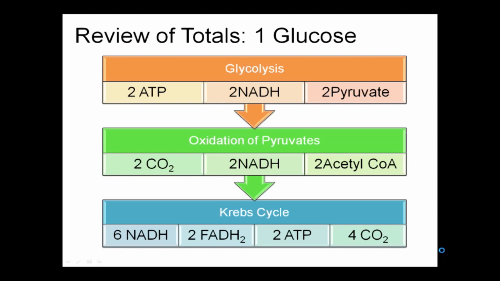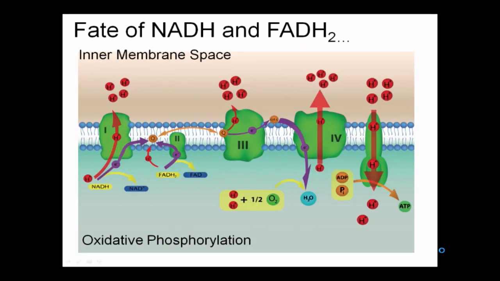The CO2s are going to be waste products, ATPs are used for energy, and our electron carriers, NADH and FADH2, are going to go and be oxidized. Remember, they are in their reduced forms. So in the inner membrane of the cristae of the mitochondria is where oxidative phosphorylation takes place. The big green proteins are protein complexes that are also hydrogen ion pumps.